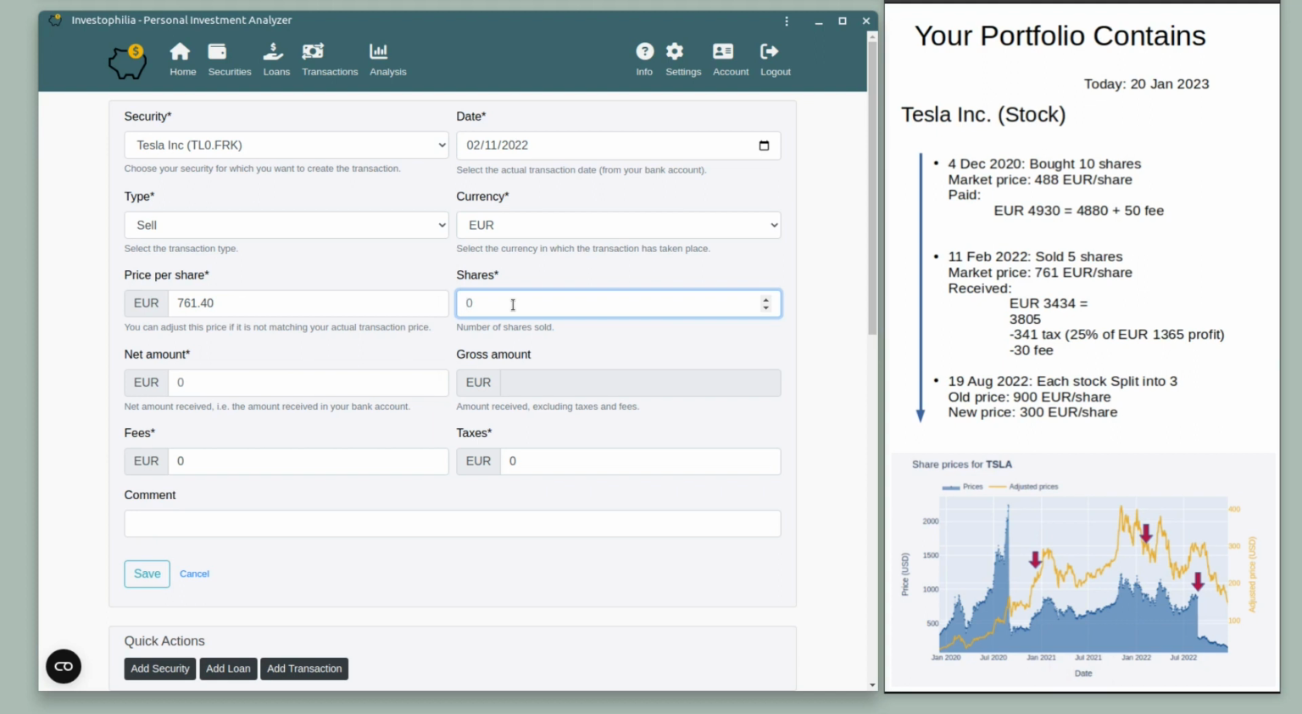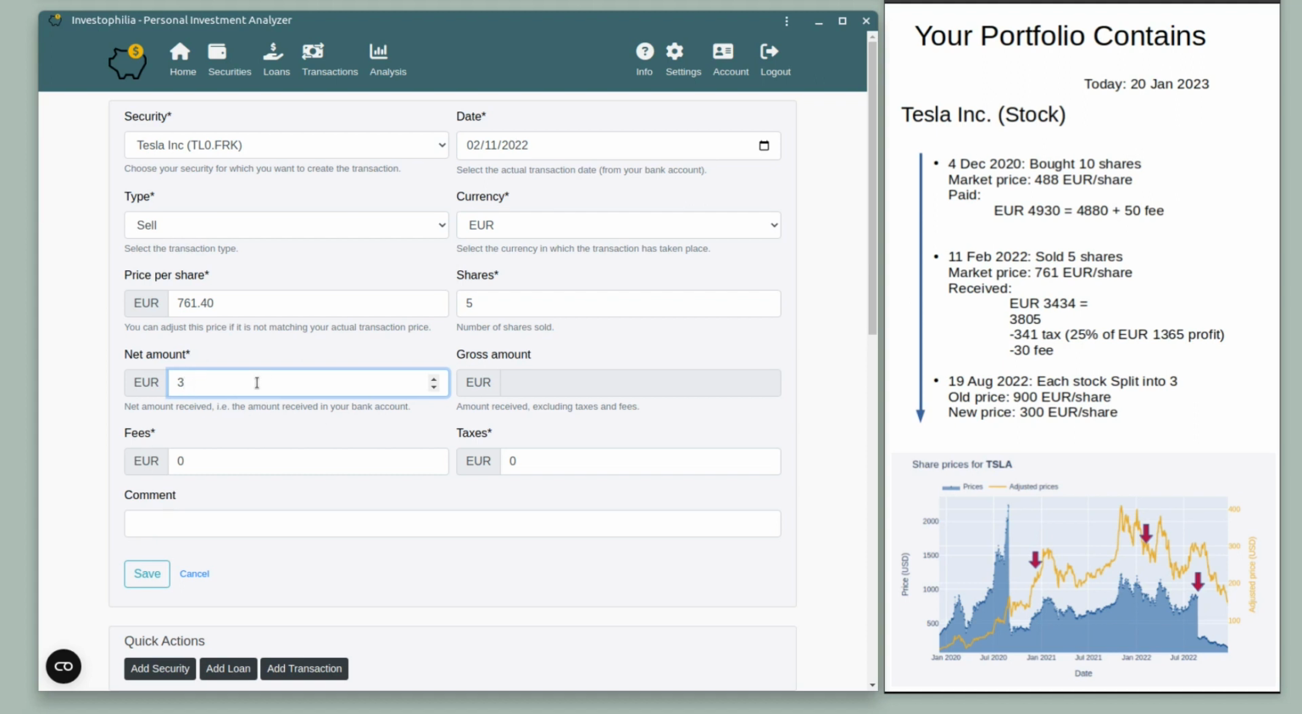And then I add here 5 shares because I want to add a sell transaction with 5 shares. And again here in the net amount, I need to write down the amount that I have received in my bank account. So this is the amount that you either receive or pay. This is what happens to your bank account. So here, you don't need to add a negative value, by the way. So if you say sell, this is the price that you receive in your bank account.